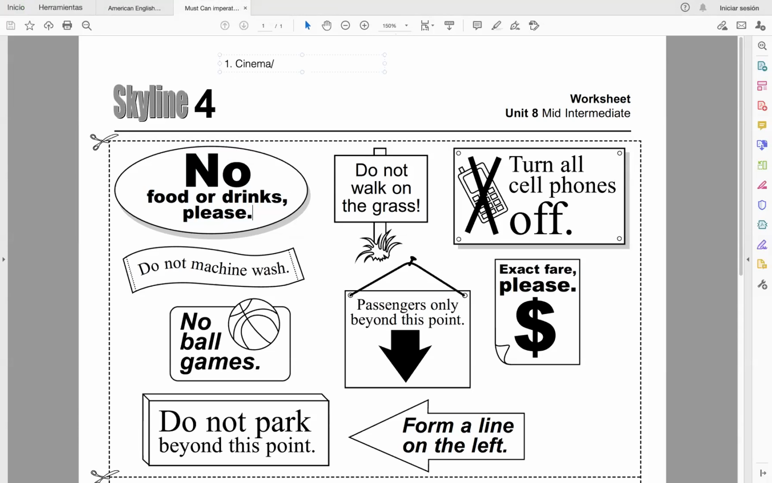Cinema is more British English. British people say cinema. American people usually say movie theater. So when you see that sign, no food or drinks, please, what does it mean? What is the message behind? Is it an obligation, a prohibition, a necessity, a suggestion? What is it? Prohibition. It's a prohibition, right?